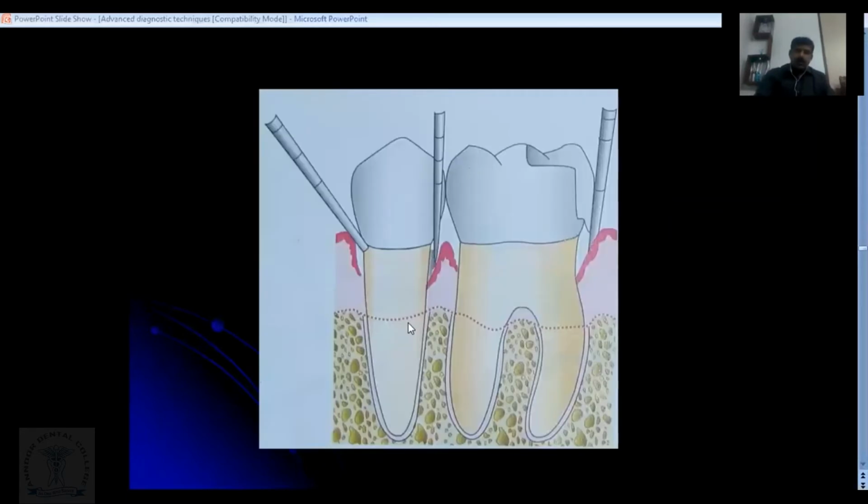So now this is what I noticed. This area, ideally you should probe like this. But here, if you probe like this, what is the measurement? It's hardly gone into the gingival surface. This is the measurement here.